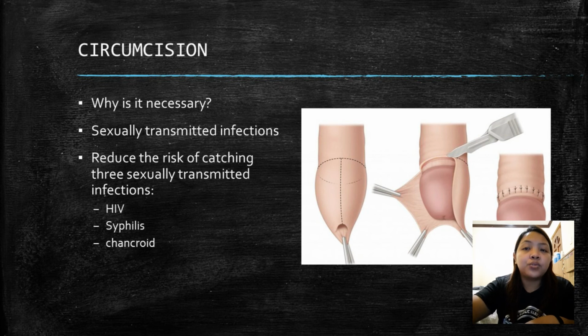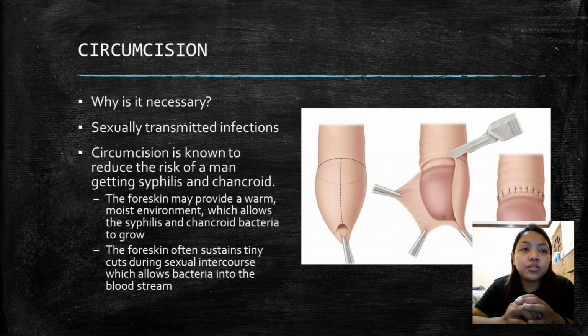Next, another reason why circumcision is necessary is because of sexually transmitted infections. Circumcision is known to reduce the risk of catching 3 sexually transmitted infections. These are HIV, syphilis, and chancroid. Circumcision is known to reduce the risk of a man getting syphilis and chancroid because the foreskin may provide a warm, moist environment which allows the syphilis and chancroid bacteria to grow.